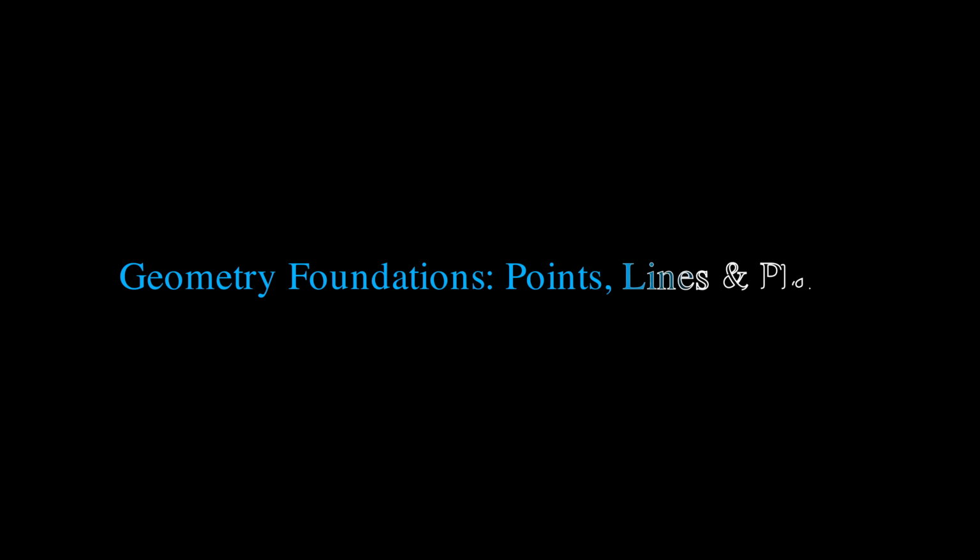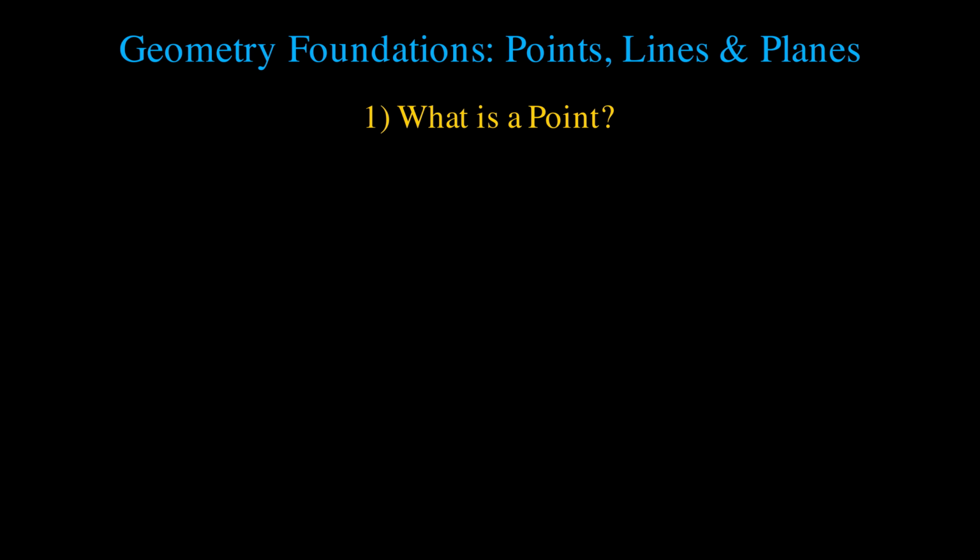In this lesson, we're beginning our journey into geometry by learning the three most important building blocks: points, lines, and planes. Let's start with the simplest idea in geometry: a point. A point shows an exact location in space. It tells us where something is, but it has no size. Points are usually named using capital letters like point A, point B, or point C. So remember, a point is simply an exact location.